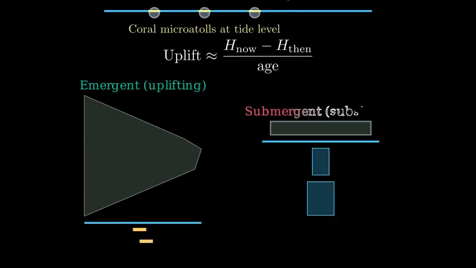Tectonics sculpts coastlines. Emergent coasts that rise tend to have rocky shorelines with terraces and narrow beaches. Submergent coasts that sink grow embayments and broad estuaries. The balance over centuries decides whether wetlands drown or survive.